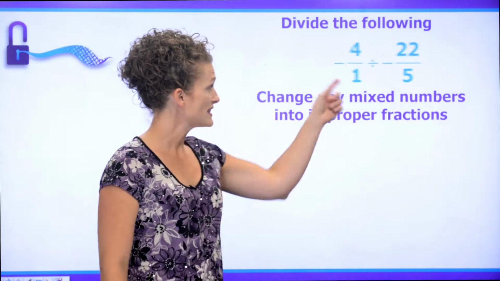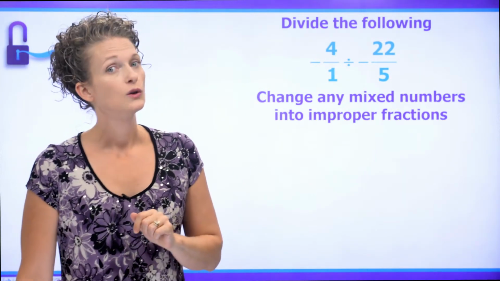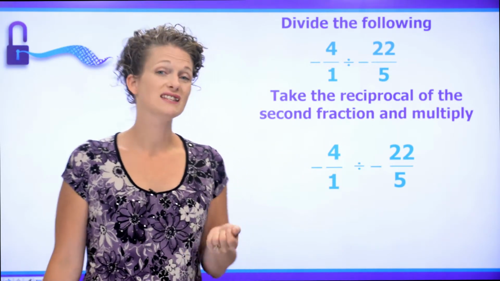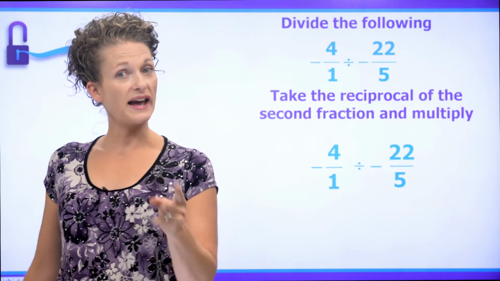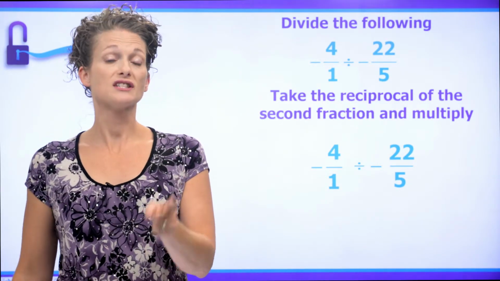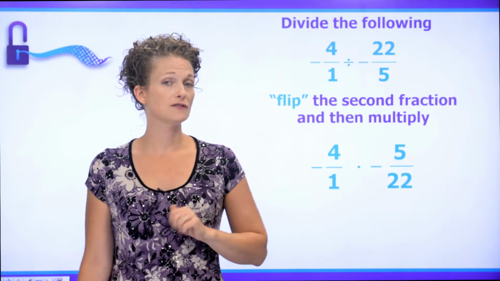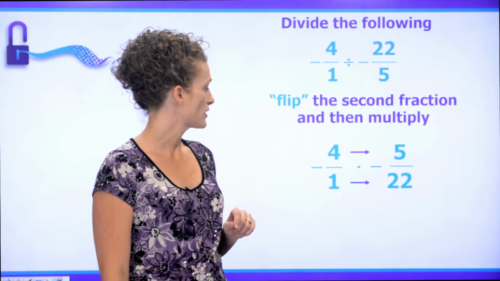Now, these are the two fractions that we want to go ahead and divide. We divide the same way that we've been dividing. We take the reciprocal of the second fraction and then we multiply. And of course, by now we know that to take the reciprocal means we flip the second fraction and the division becomes multiplication. Multiplication, we multiply straight across.